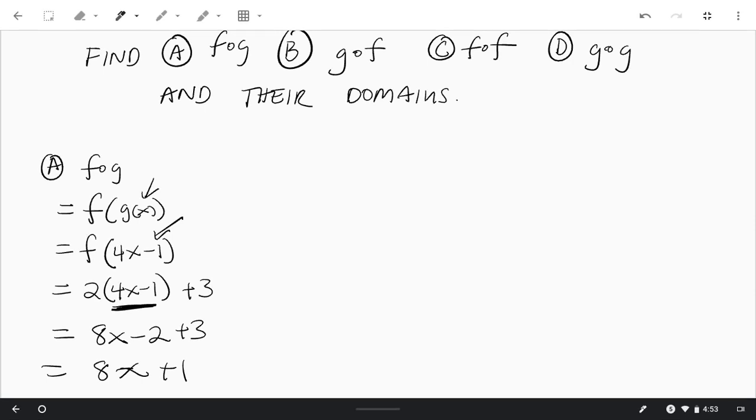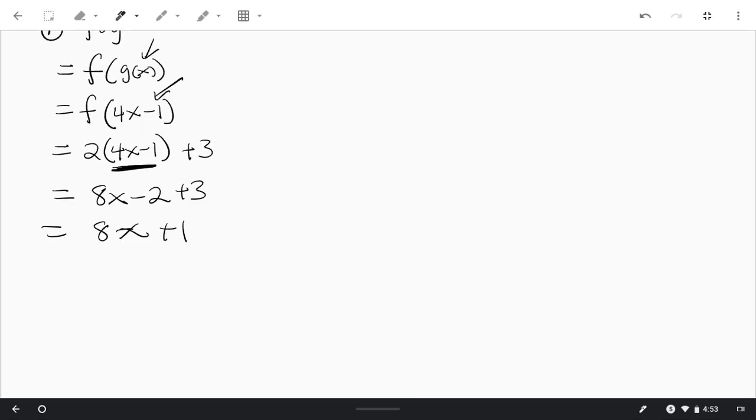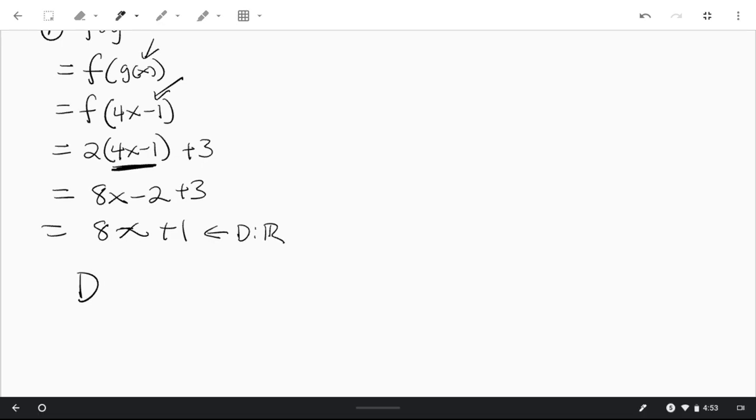We want to figure out the domain. When we look at this 8x plus 1, there are no restrictions, so so far the domain here is all real numbers. But remember, we have to look at the g function, the one that got plugged in, to see if there were any restrictions. Were there any restrictions? No. So no restrictions in g, no restrictions here. So your domain for f circle g is going to be all real numbers.